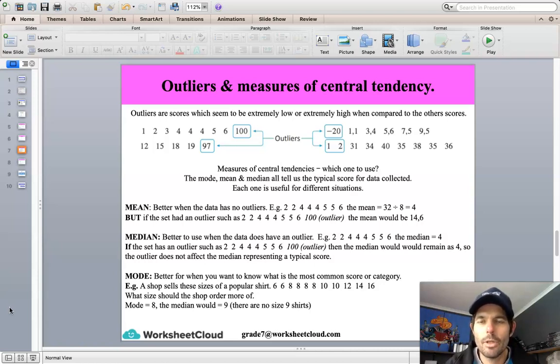So the number 100 in the top set and the 97 in the bottom set, those are outliers. So they are entries that are miles away from the other numbers. And on the right hand side, you can see negative 20 is quite far away from any of the other decimal numbers. And then below that, the numbers 1 and 2 are quite far away from the numbers in their 30s and 40s. So those are called outliers, and you quite often get them when you're dealing with data.